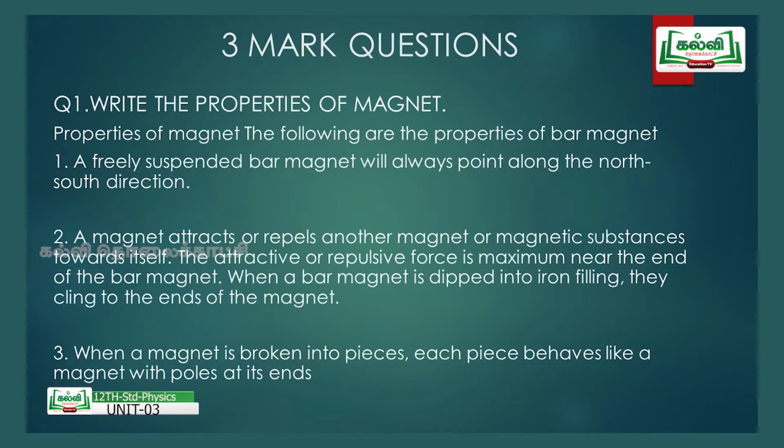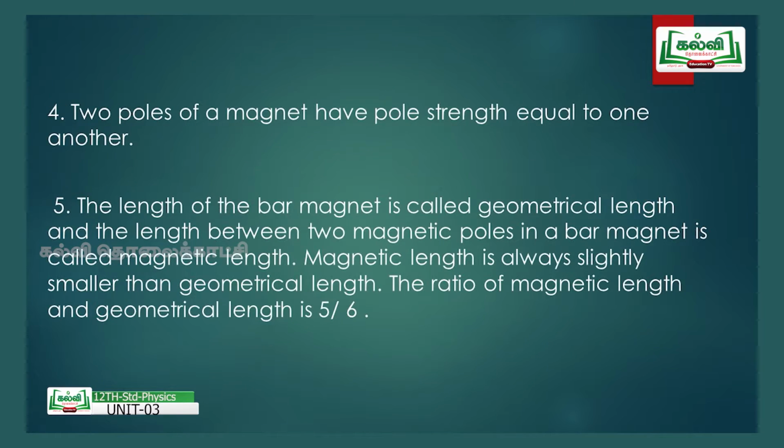When a magnet is broken into pieces, each piece behaves like a magnet, that is, each piece will have a north pole and a south pole. Even if you break it into so many pieces, each piece will have a north pole and a south pole. You cannot see a single pole; no single pole exists. The two poles of a magnet have pole strength equal to one another, that is, both pole strengths will always be equal. The total length of the magnet is called the geometrical length, and the length between the two magnetic poles of a bar magnet is called the magnetic length.